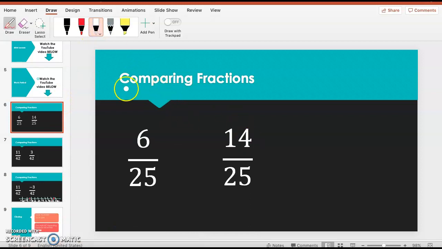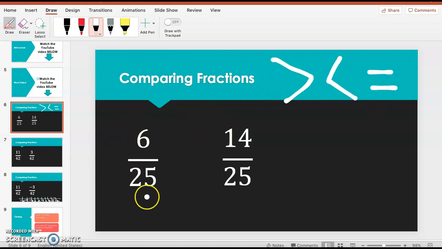All right, so we're comparing fractions. That means we're going to use a greater than, a less than, or equal to sign, okay? So let's get started. 6 over 25 and 14 over 25.